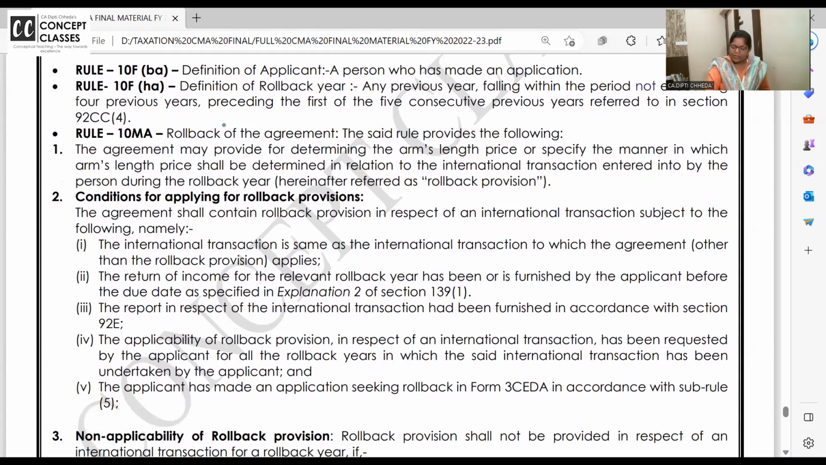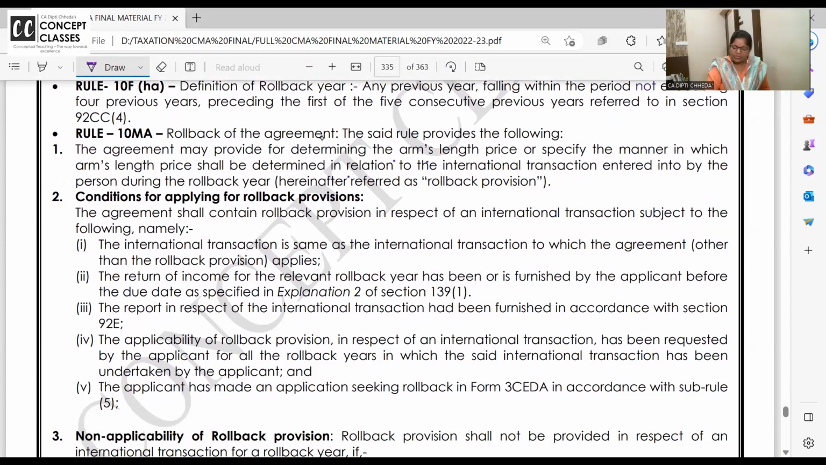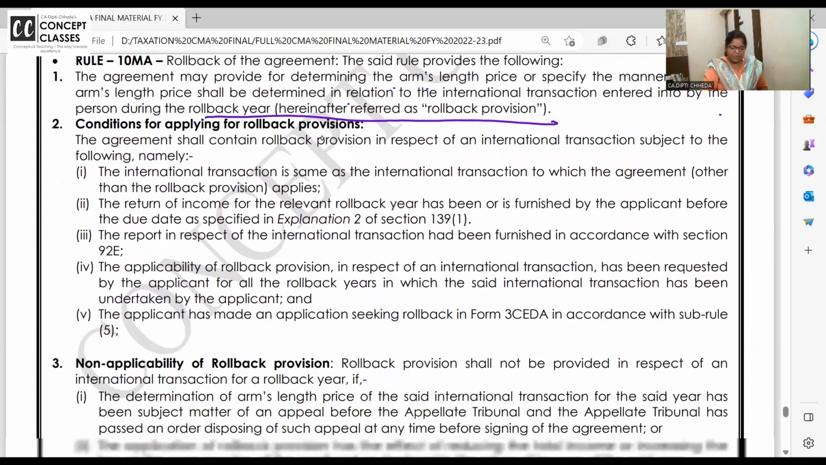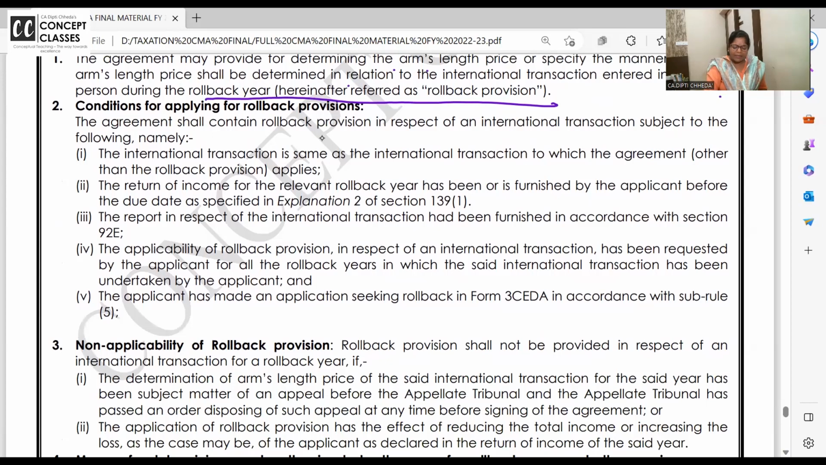Agreement may provide for determining the ALP or specify the manner in which ALP shall be determined in relation to international transactions entered into during the rollback years. What is rollback years? Past 4 years. Agreement shall contain rollback provisions subject to following conditions. Mark it, very important theory question. Very important. What are the conditions subject?